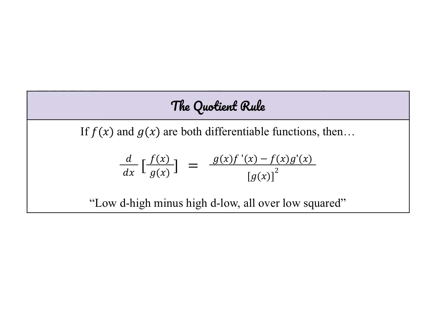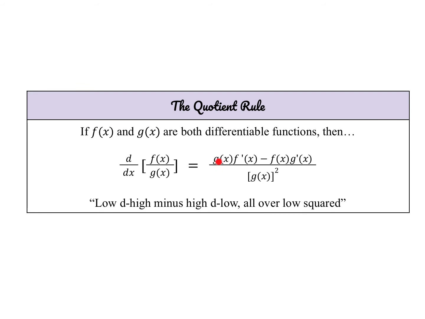All right, so now we're going to talk about our second rule for today, which is the quotient rule. So again, we have f of x and g of x are both differentiable functions. Then you can find the derivative of the quotient of those two functions using this rule. So g of x times f prime of x minus f of x times g prime of x all over g of x squared. So there's like a little trick that we can use to remember this.